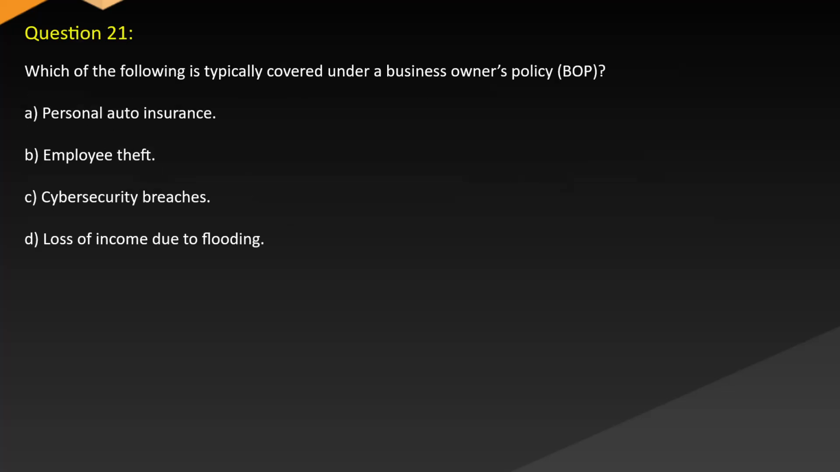Question 21. Which of the following is typically covered under a business owner's policy, BOP? A. Personal auto insurance. B. Employee theft. C. Cybersecurity breaches. D. Loss of income due to flooding.